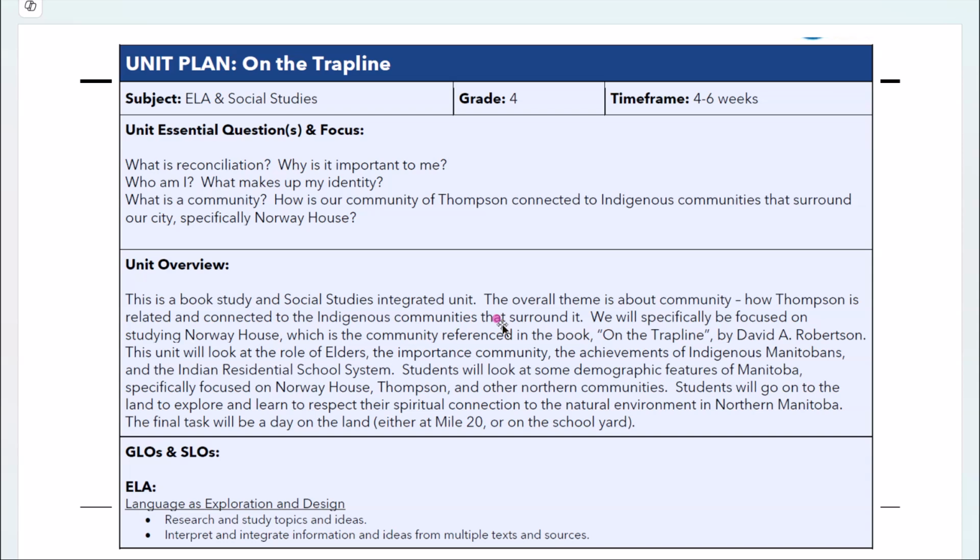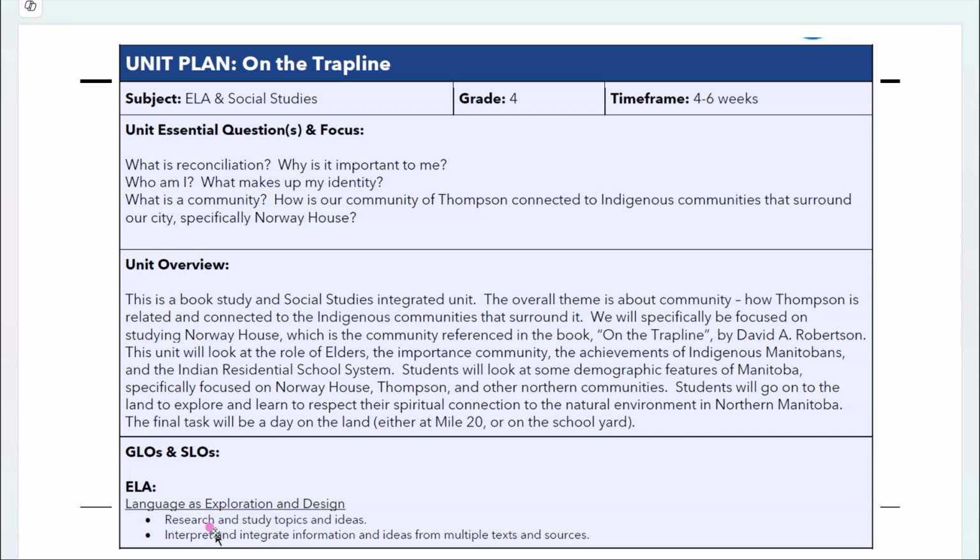Let's look at it in a unit plan. So this is the unit plan that you all have access to. This is on the trap line. I'm not going to go through all of it. I'm just going to look at the GLOs and SLOs section. So for ELA, I'm using language as exploration and design. Now this unit plan is a social studies ELA unit together. It's a book study, but it also is focused on Norway House and the Indian residential school system. So it's all encompassing if you haven't read the book.